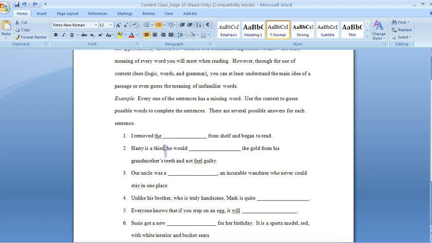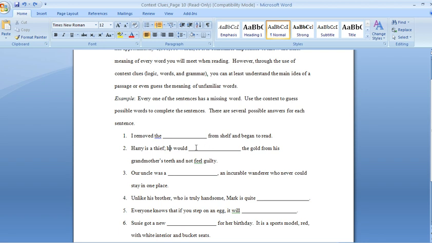Now, a semicolon is an interesting punctuation mark. It is used for several things. But one reason why someone would write a semicolon is that the first part of the sentence makes a statement, and then the second part is an example or an explanation of what was written in the first part. So it says Harry is a thief, and then he would. So this is an example of what he would do.